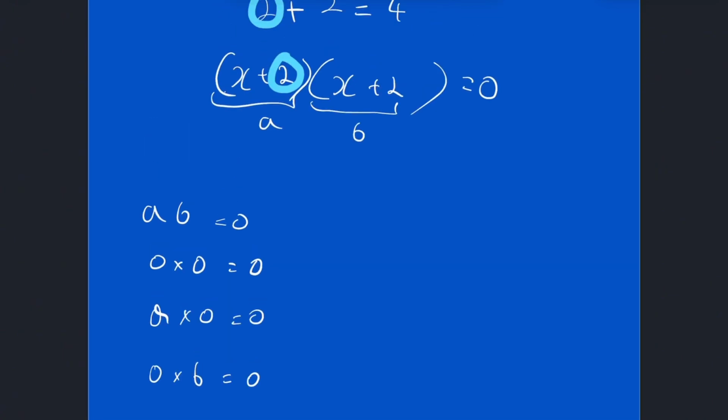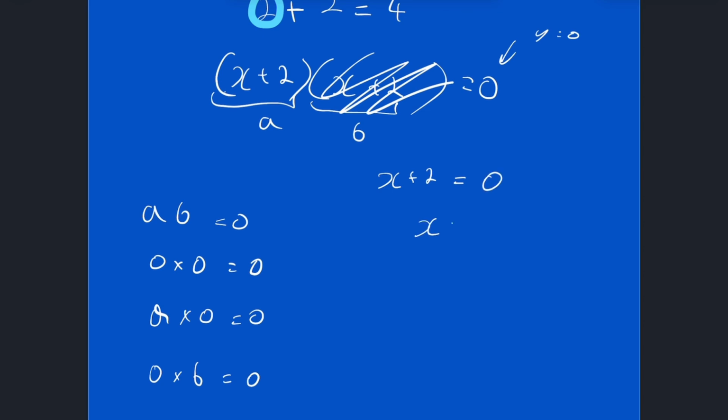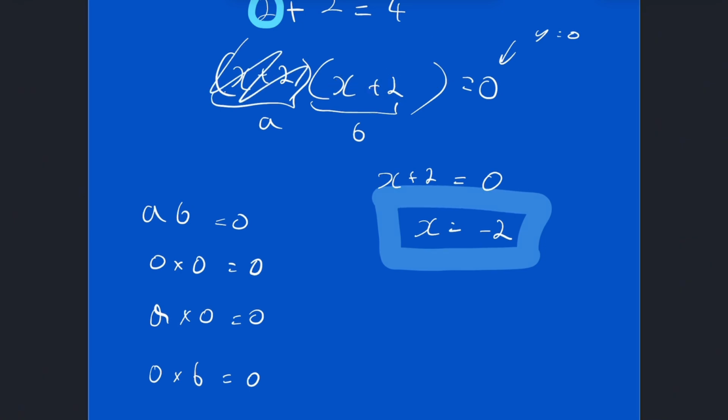In other words, all you need to do to solve this, when we say solve for x when y equals 0, is you literally cover up 1. And you say, okay, if x plus 2 equals 0, then x equals minus 2. Done. That's it. That is one solution or one root. Let's do the other one. So we cover up the other one and we notice, oh, x plus 2 equals 0. So therefore x equals minus 2 also.